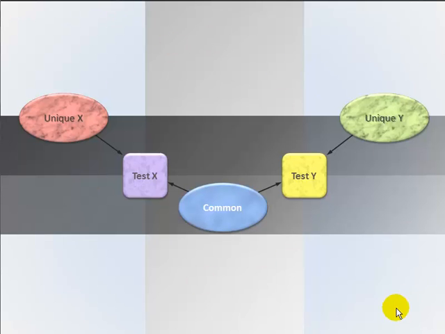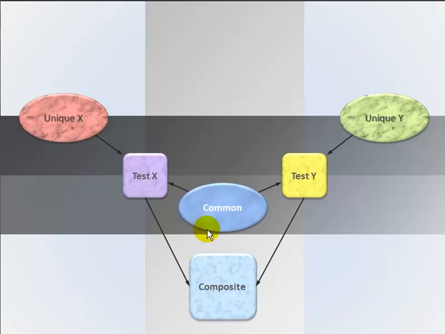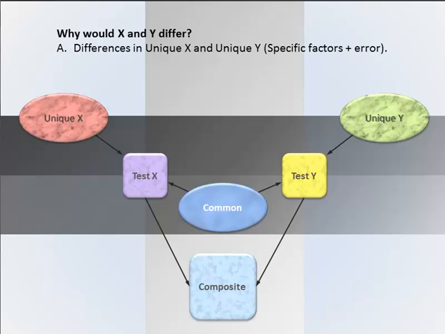Tests X and Y are added together to form a composite score, and the composite score is thought to reflect the common influence to a greater degree than either X or Y. That is, the whole reason that we add things together into a composite score is that the composite is more valid than either of the subtests. So why would X and Y differ? Well, one obvious reason is that the unique component, that is the specific ability of X and error, and the specific ability of Y and error, are different. That is, differences here cause differences in the test scores.